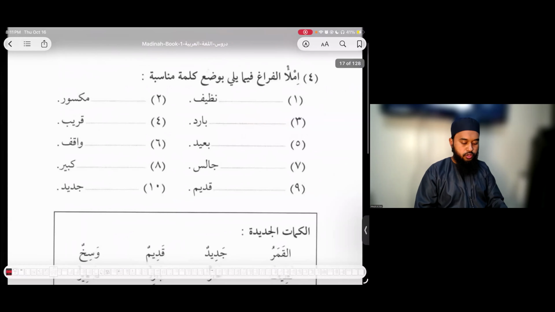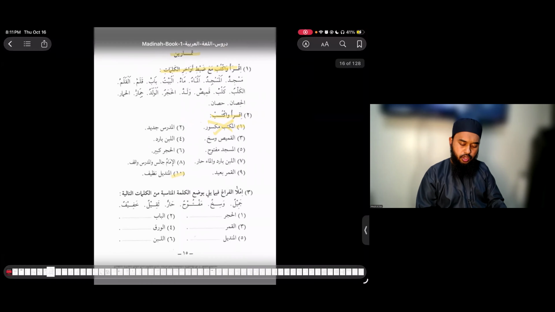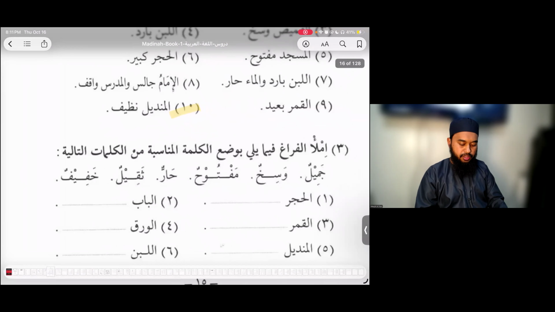So, did I ask you guys to do this exercise? No, right? Only this one. We've done this one together. And I told you guys to do: fill in the blanks with the appropriate words from the following words. Do number 3 for homework, inshallah, next week.